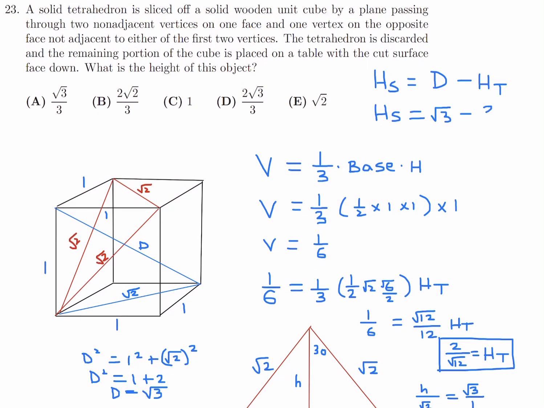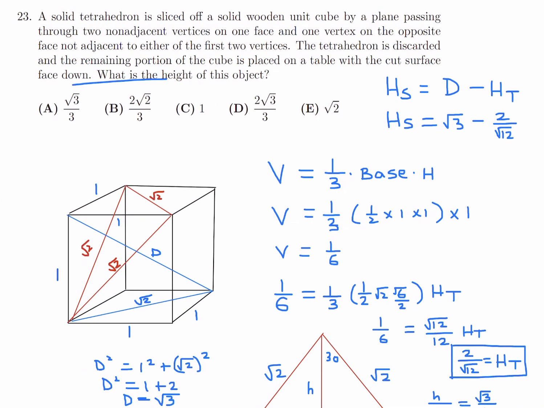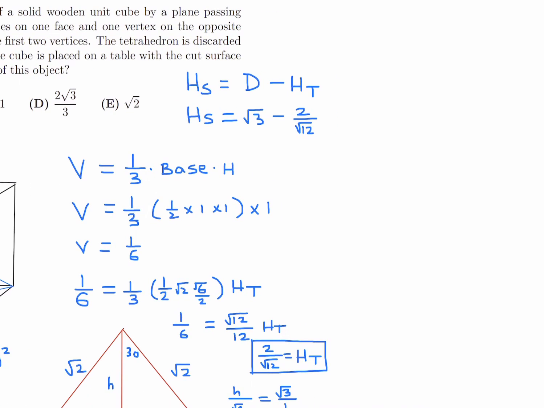So root 3 minus 2 over root 12. And that is the answer, but it's not in the form that they want it. No problem. We can just do the algebra here. Multiply the root 3 top and bottom by root 12 to rationalize that denominator. And that becomes root 3 minus 2. Root 12 is what? 2 root 3. So 2 root 3, and then that's over just 12.